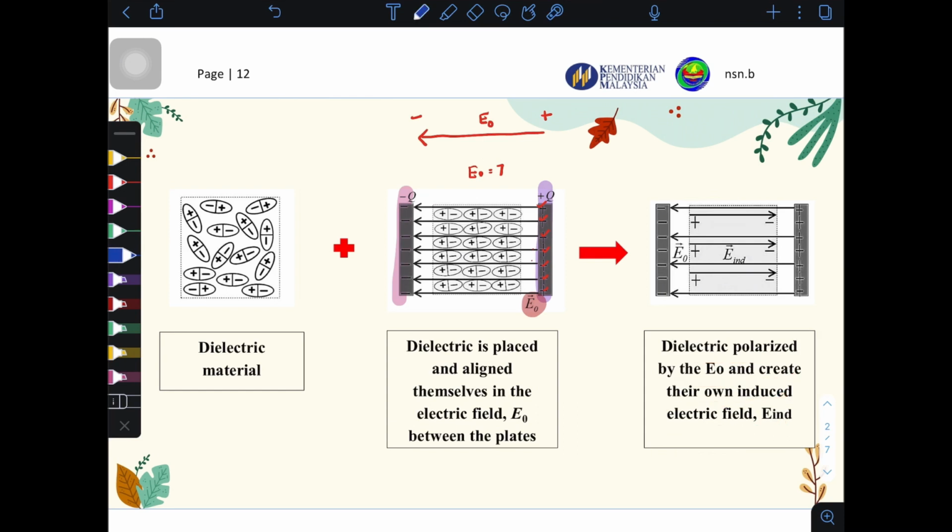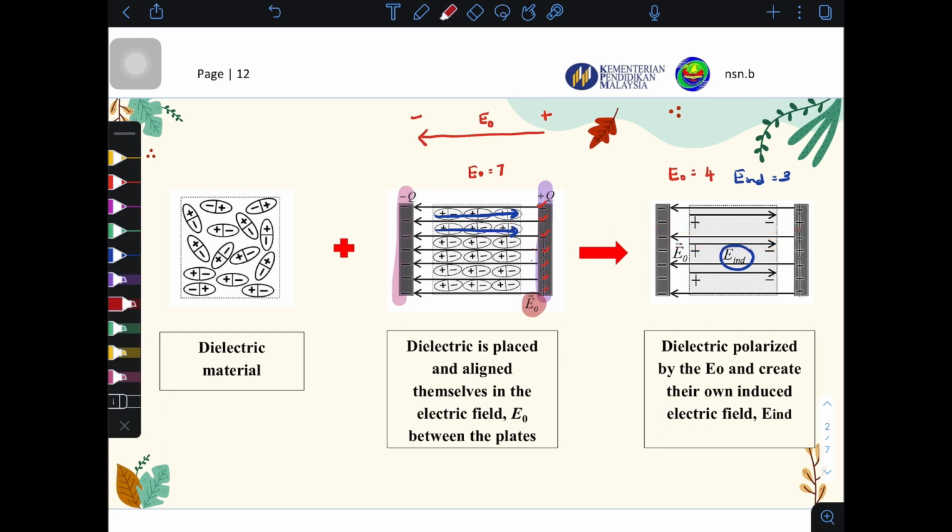So, kalau kamu perasan, dia dah ada positif menghala ke negatif, positif menghala ke negatif, sebab dia tersusun sendiri tadi. So, itu kita panggil sebagai E-induced. Bila ada E-induced, E0 tak hilang. E0 tu 7, tapi E0 tu dah berkurang. So, E0 kita sekarang dah jadi 4 dan akan ada E-induced, for example, sebanyak 3. Tapi E-induced, dia akan bergerak opposite direction of E0.